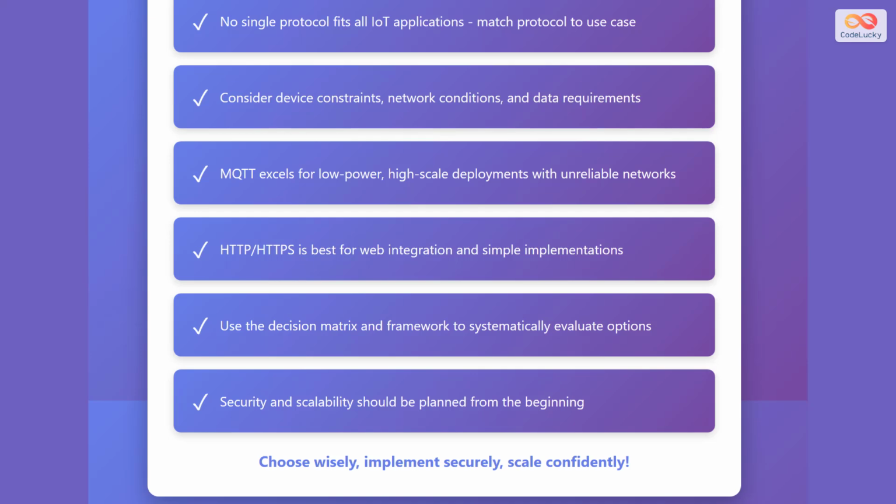Let's recap the key takeaways. Remember, no single protocol fits all IoT applications. You must match the protocol to your use case. Always consider device constraints, network conditions, and data requirements together. MQTT excels for low-power, high-scale deployments with unreliable networks. HTTP and HTTPS are best for web integration and simple implementations. Use the decision matrix and framework presented here to systematically evaluate your options. Most importantly, plan security and scalability from the beginning. Choose wisely, implement securely, and scale confidently.